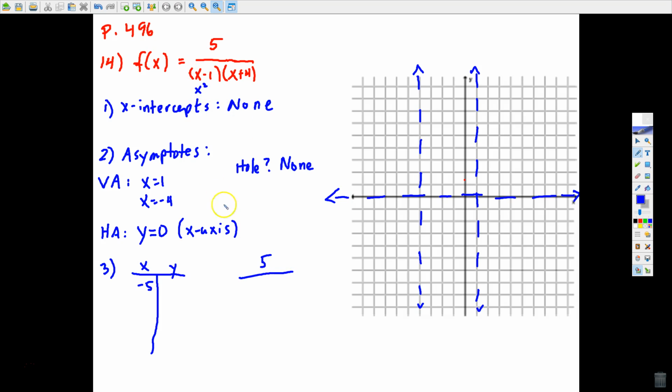So 5 over negative 5 minus 1 times negative 5 plus 4. And when we simplify this, we get 5 over negative 6 times negative 1. And that multiplied together makes positive 6. So it's 5 over 6, or 5/6. Okay, so that's good information. We'll go to negative 5 and then not quite to 1, just short of the positive 1 mark. 1 would be 6 over 6.